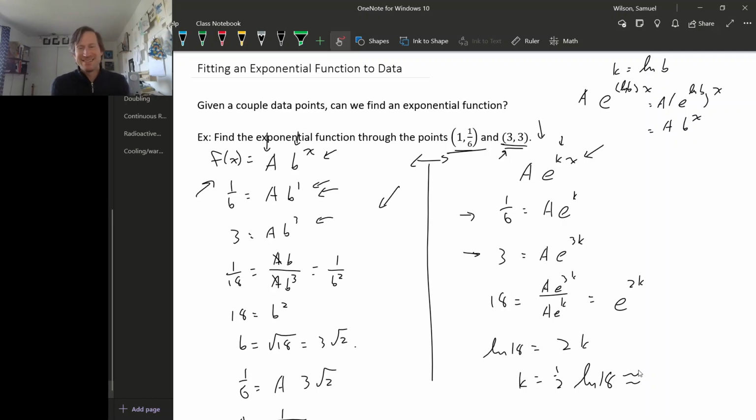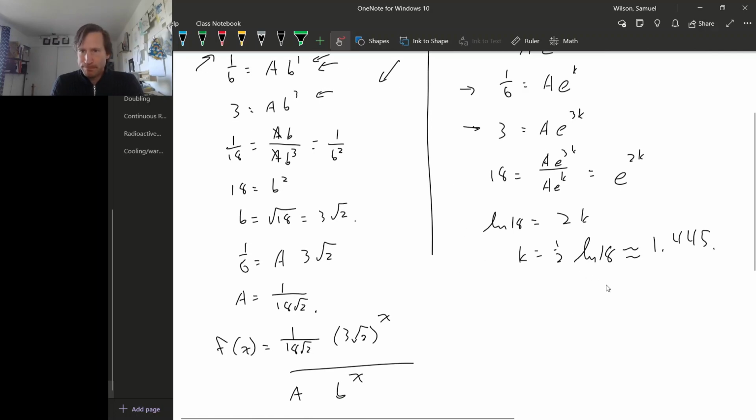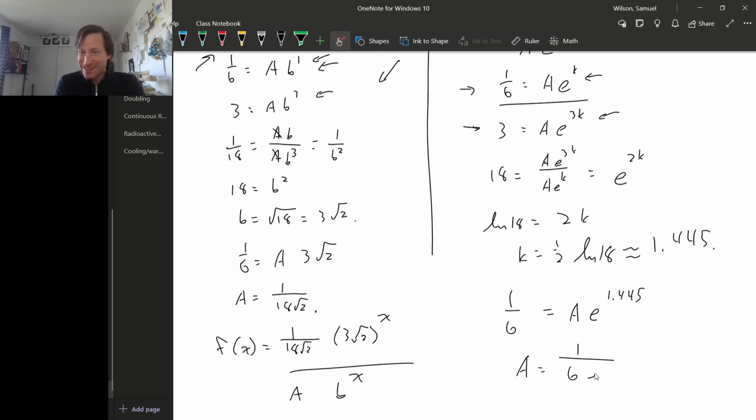And at this point, you'll probably be tempted to get decimal approximations just because carrying around natural log of 18 is kind of annoying. So 1/2 times natural log of 18 is about 1.445. We'll call that good. And then we need to use one of these original equations to find a, so let's use this one. 1/6 is a times e to the 1.445. So a is 1/6 times e to the 1.445.